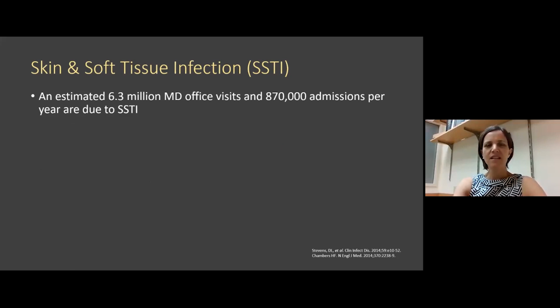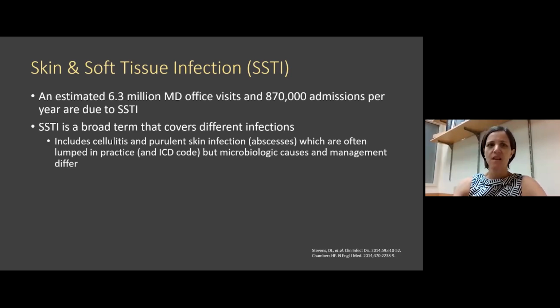An estimated 6.3 million physician office visits and about 870,000 admissions per year are due to skin and soft tissue infection. Skin and soft tissue infection, though, is a really broad term that actually covers a couple of distinct types of infection. So this includes cellulitis and also purulent skin infections or abscesses, which are often lumped together. This includes ICD-10 codes. But the microbiologic causes and management of these two different things are different.